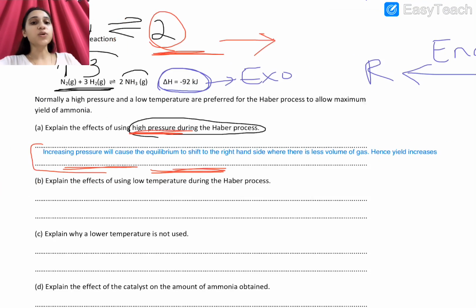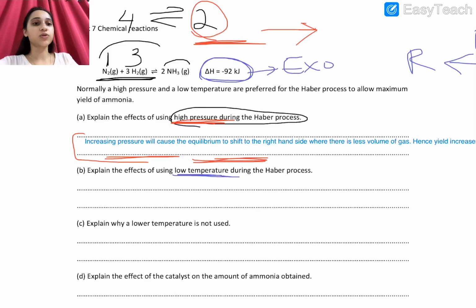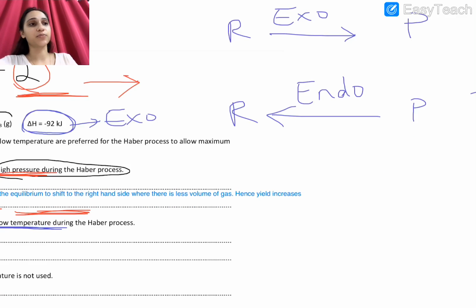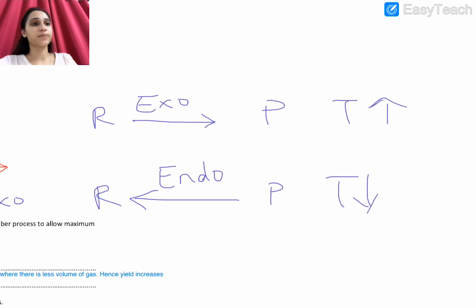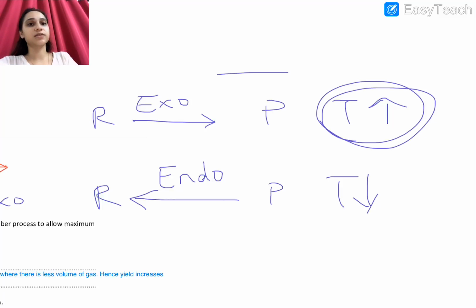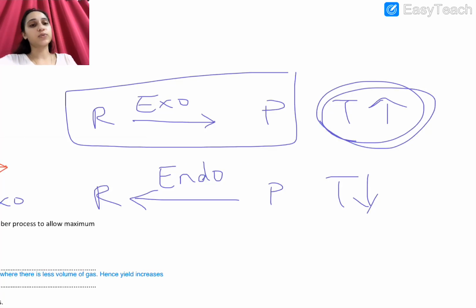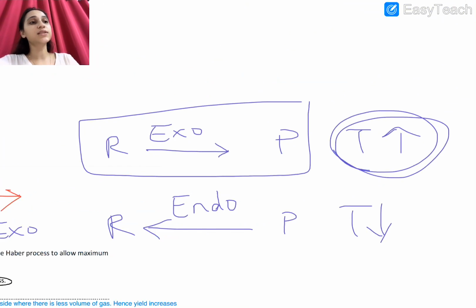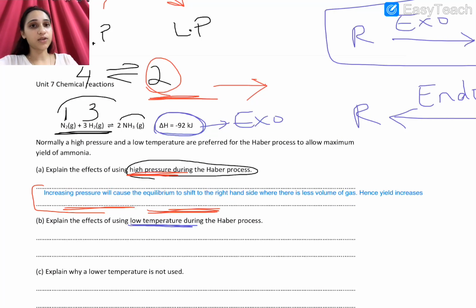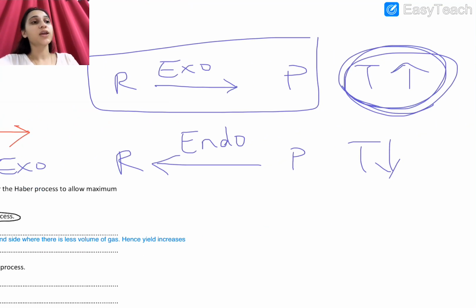So what are we doing? We are using low temperature. What will the equilibrium want to do? It will want to oppose it, so it will want to have higher temperature. Which one gives higher temperature? It's the forward reaction. So what will be favored now? The forward reaction will be favored because this is what causes an increase in temperature. We are lowering the temperature, so the equilibrium will want to increase the temperature by favoring the forward reaction.